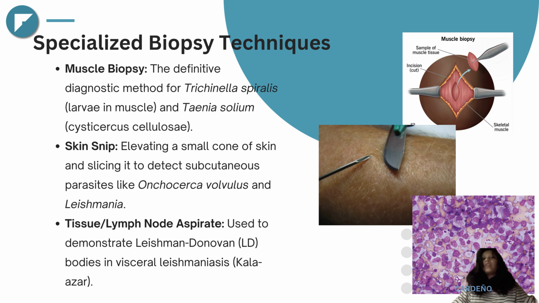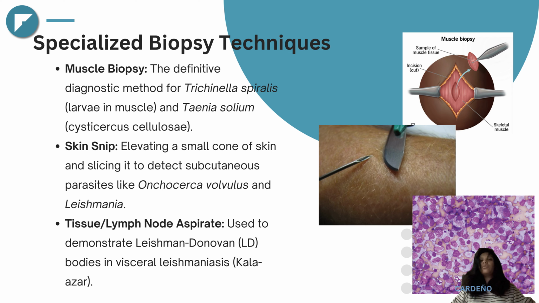Biopsy methods provide definitive diagnosis by directly sampling tissues. Muscle biopsy detects Trichinella spiralis larvae and Taenia solium cysts. Skin snip: a small cone of skin is sliced to detect subcutaneous parasites like Onchocerca volvulus and Leishmania.